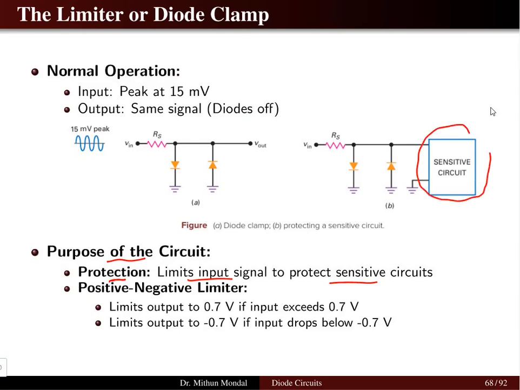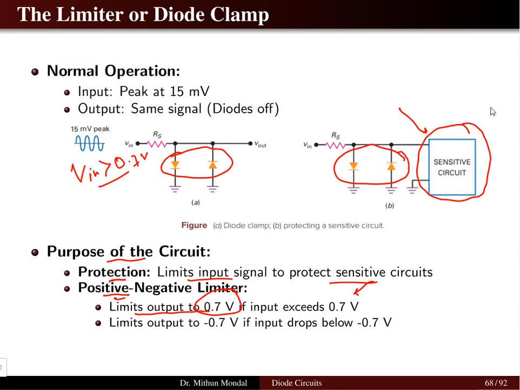When you have a sensitive circuit, the diode clamp will protect it from high voltages. This is the positive negative limiter, because we are using 2 diodes. It limits the output to 0.7 volt if the input exceeds 0.7 volt. Similarly, the input will be limited below minus 0.7 volt. So anything above 0.7 volt and below minus 0.7 volt, the circuit will be protected.